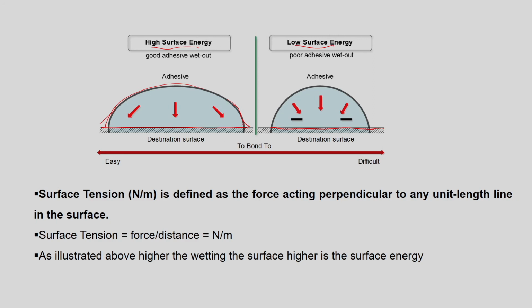So, surface tension is defined as the force acting perpendicular to any unit length line in the surface. Surface tension is given by the formula force by distance. Higher the wetting surface, higher is the surface energy. Okay, higher the wetting surface, higher is the surface energy.